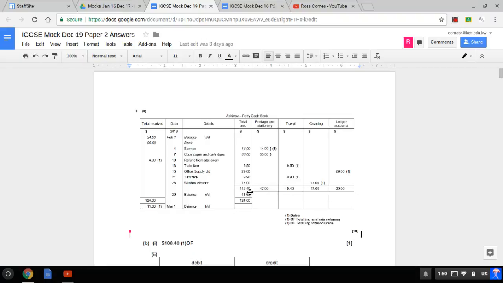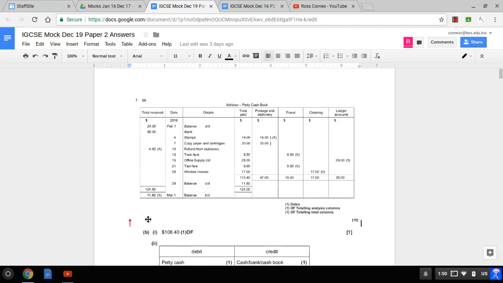Don't forget, you've got to add up the total of all the payments and the total of all the analysis columns, and these four numbers added together should equal that total. The balance carried forward then is what makes both sides up to the debit total. So you've then got the 124 and the 124 on the credit side, and then balance carried forward, balance brought forward. A lot of people also added on the extra $108.40 here, $108.40 here, to make it up to 120.